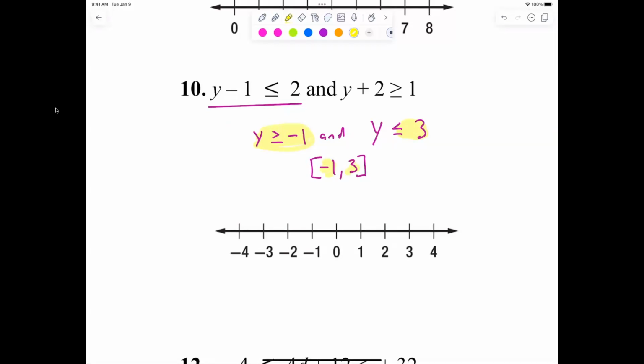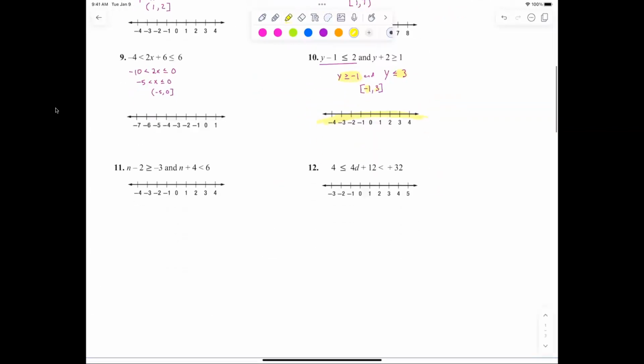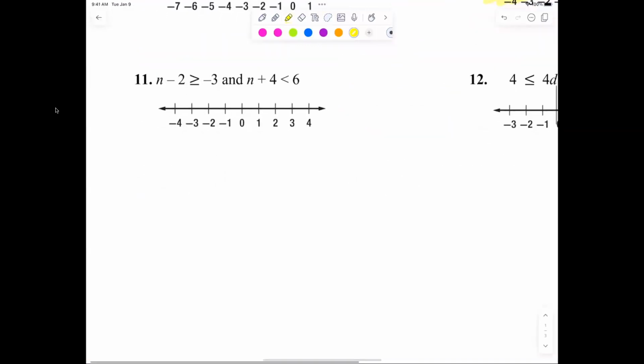All right. And like I said, if you ever have trouble, that's what the number line is for. You should just graph them and you can see it's everything in between. All right. Because we're doing great. Let's keep going. Let's look at number 11. If I'm looking at number 11, add 2. What do I get? I get what? N is greater than or equal to. Thank you. We need to say it correctly. And what?